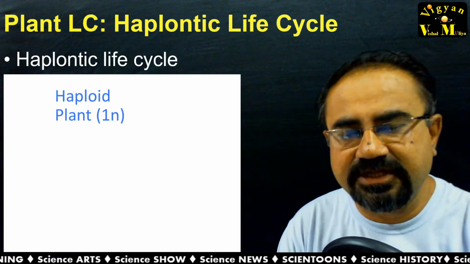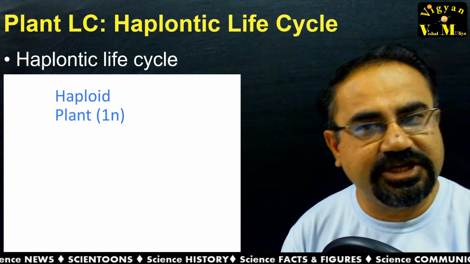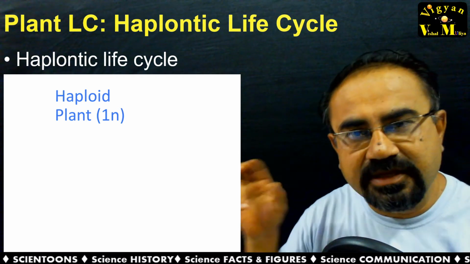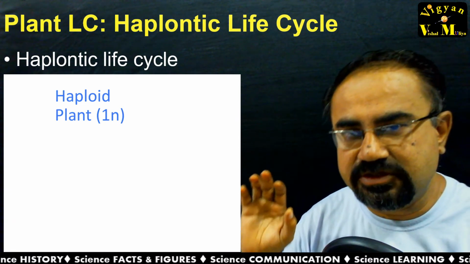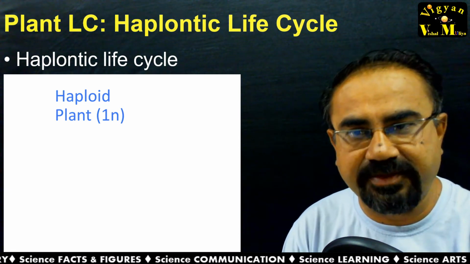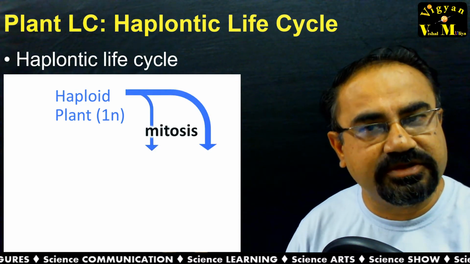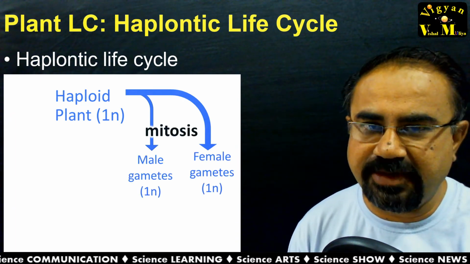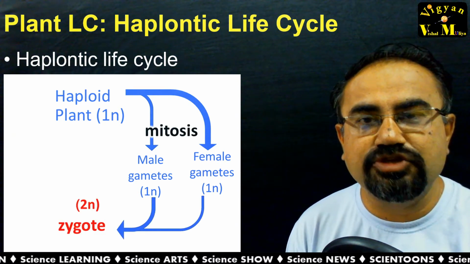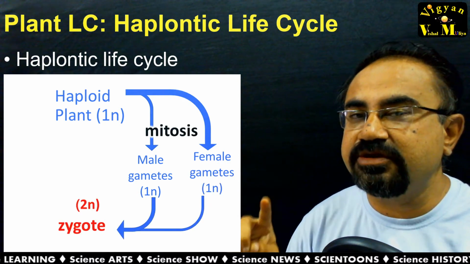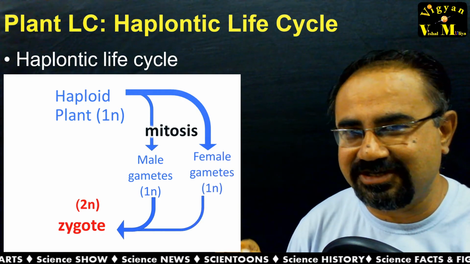To show how exactly the haplontic life cycle works, we have an imaginary schematic presentation. Here the dominant one, which does the photosynthesis and is long lasting, is the haploid plant having a single set of chromosomes. It goes through mitosis and produces male gametes and female gametes. These male and female gametes unite and give rise to a zygote. Do remember, the zygote is diploid and it represents the sporophytic generation.